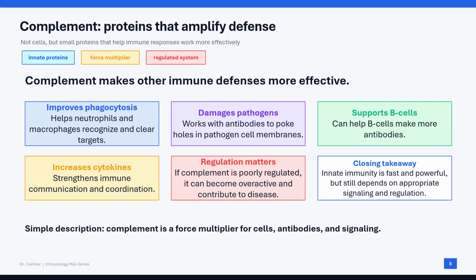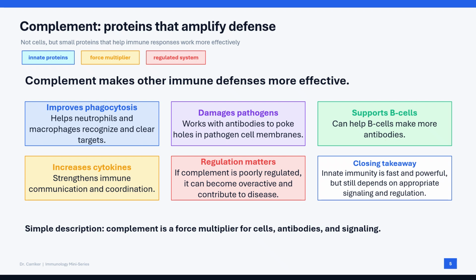As helpful as it is, complement still has to be regulated. There's a major theme in pathophysiology: useful systems become dangerous when regulation fails. For instance, if complement activity becomes excessive or poorly controlled, it can actually contribute to disease. Even a good immune mechanism can become part of the problem if the brakes on that system are not working. If it runs away and becomes overactive, this is a negative thing that can cause problems long term.